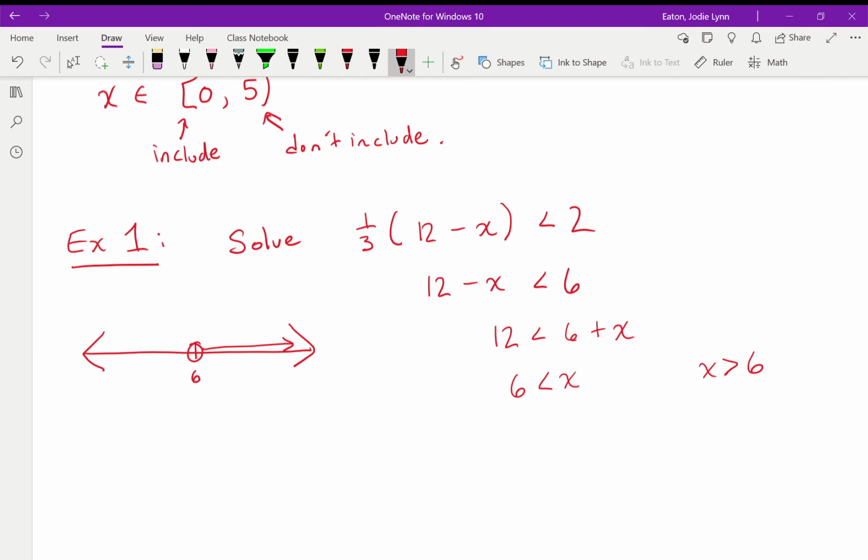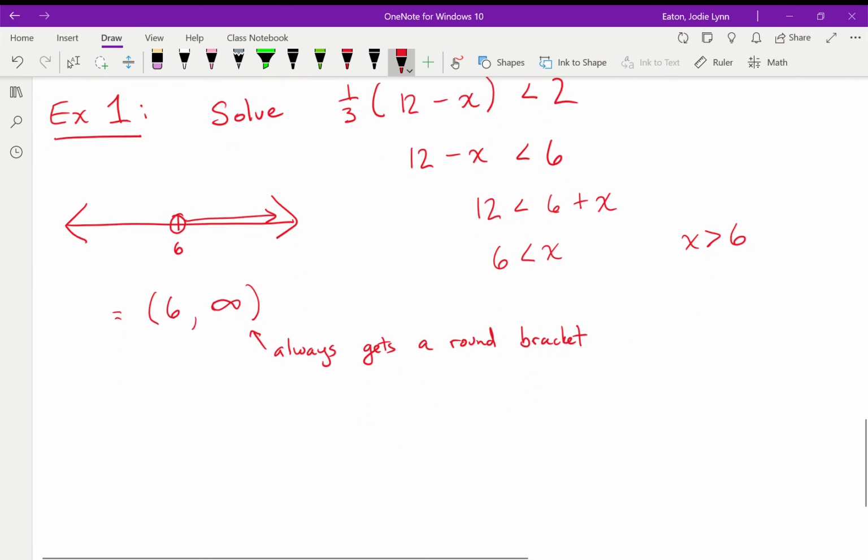I can also write my solution using interval notation. So I can write that this is the same as (6, ∞). Notice I use a round bracket. And I put infinity. If I'm just continuing and I'm not going to stop, I use infinity as my right-hand endpoint. Now, if you're taking this course, we all know infinity is not a number, so we don't actually get there. So we don't use a square bracket with infinity. It always gets a round bracket, because if we were to use a square bracket, that would imply that infinity was a number. And we all know infinity is not a number.